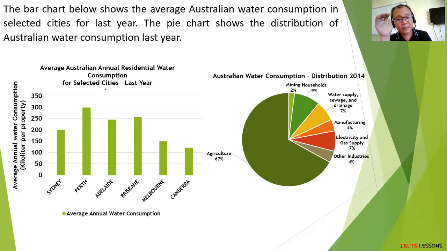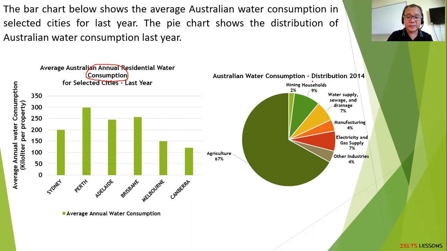And if you look at the pie chart, this one shows the water consumption distribution in 2014. So how is the water being distributed? The bar graph shows consumption, so use of water in every household. So your synonym there for consumption is use of water for every home or for every household. That's a synonym for the word consumption.